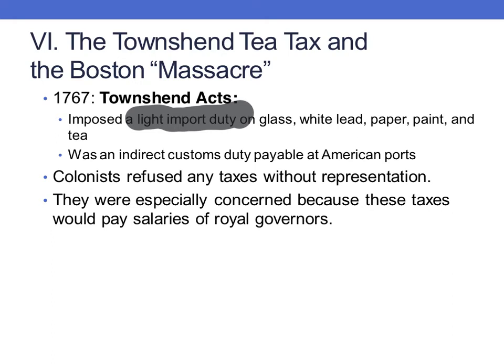Now, it's an indirect customs duty, so you're not necessarily paying it directly to the government. But yet again, it's another tax that's going to be levied to help pay for the soldiers and that kind of thing. As it points out here on the slide, it would also help pay for the royal governor. And so the idea was maybe the governor could make these taxes higher or do whatever, so there was too much of a conflict of interest there for the colonists.